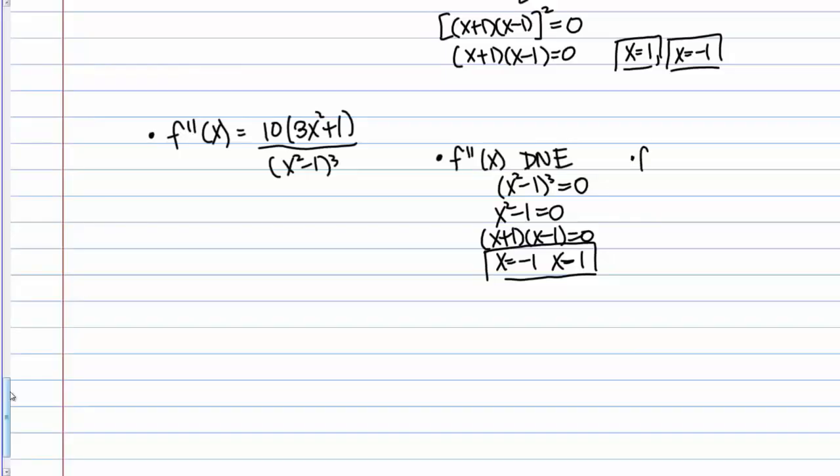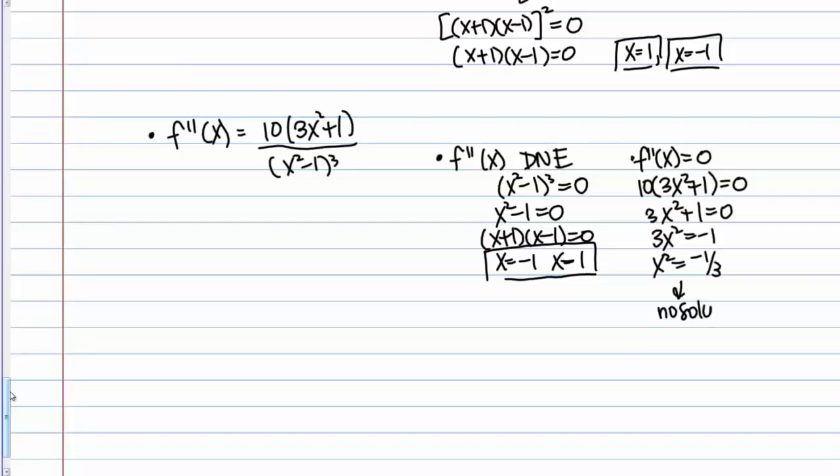Now, what about places where f double prime of x equals 0? Once again, that's going to happen if the numerator equals 0. So I'm now solving this equation. Well, I can divide both sides by 10 and get 3x squared plus 1 equals 0, which gives me 3x squared equals -1, which would give me x squared equals -1/3. But does that have any solutions? It doesn't, because a squared number can never be negative. So this has no solutions. So there are no points where the second derivative equals 0.